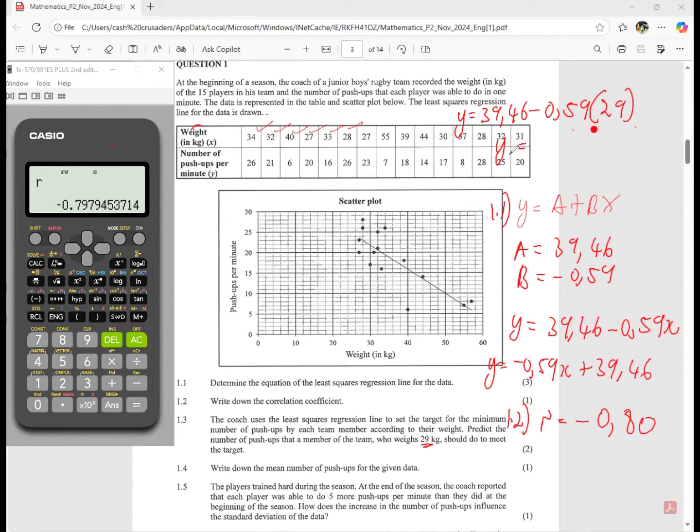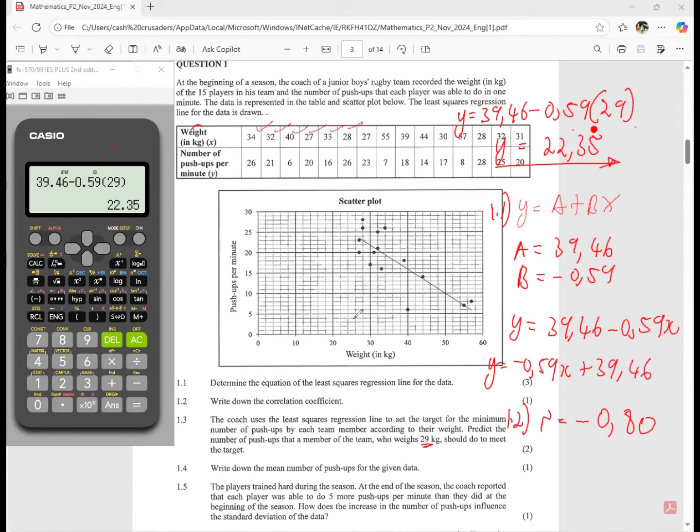Then obviously you simply just have to punch all of that into your calculator. Let's do it. We're going to say 39.46 minus 0.59 bracket 29, close bracket, then equal. There we go. It gives us 22.35. So that's it.